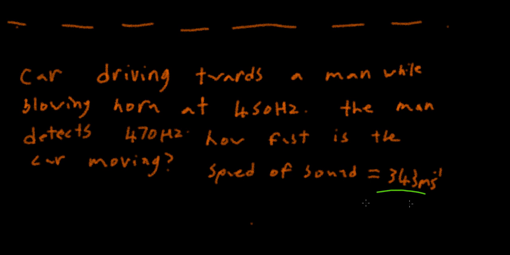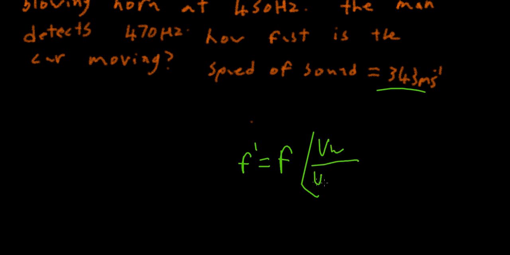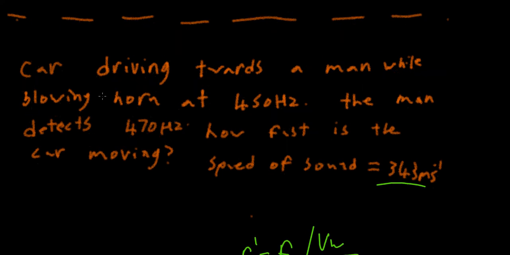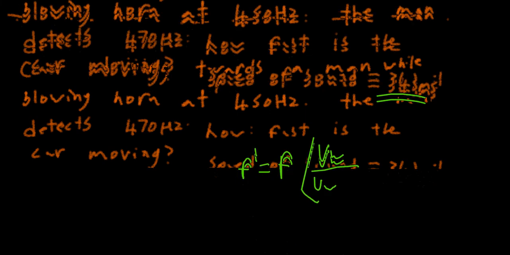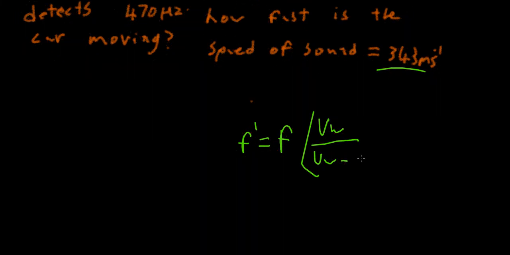So the only thing that's left, if we do our equation, so I'll just quickly do it up here, F equals F times the velocity of the wave divided by the velocity of the wave, plus or minus, and once again the wave's being compressed because they're moving towards the source, or the source is moving towards the observer, so it's minus once again the velocity of the source. So what are we given?